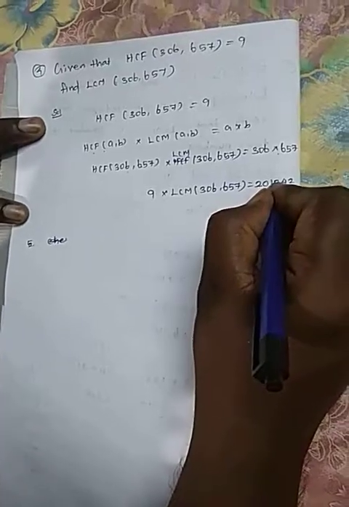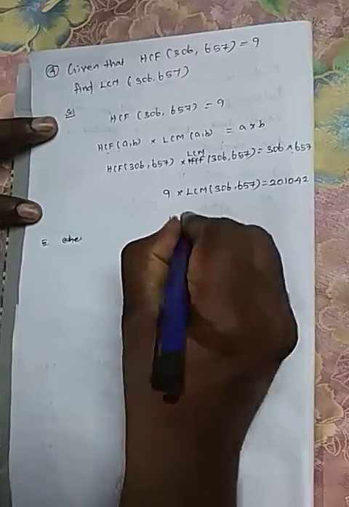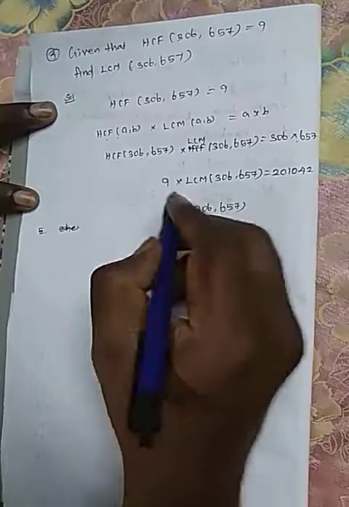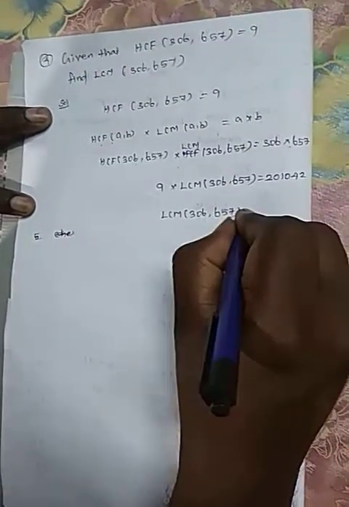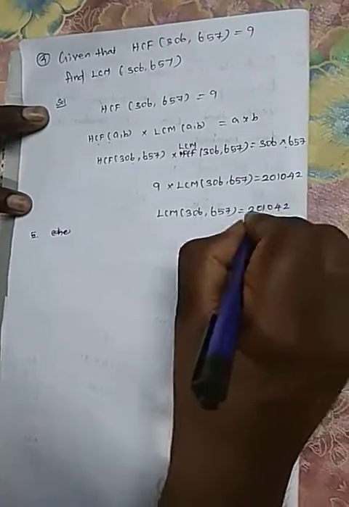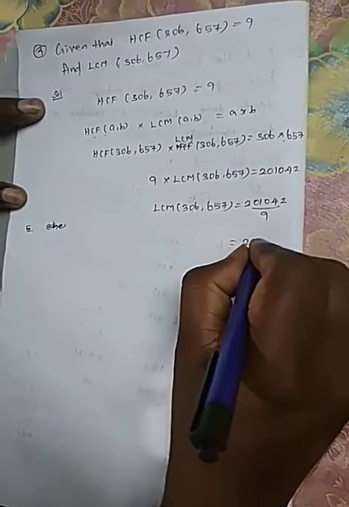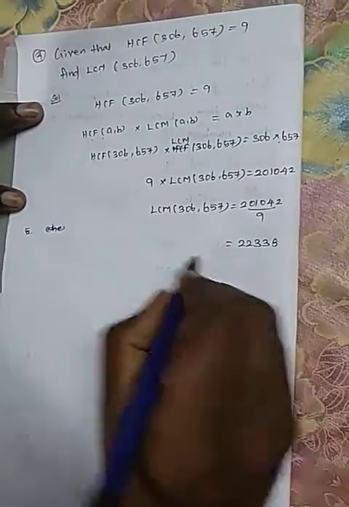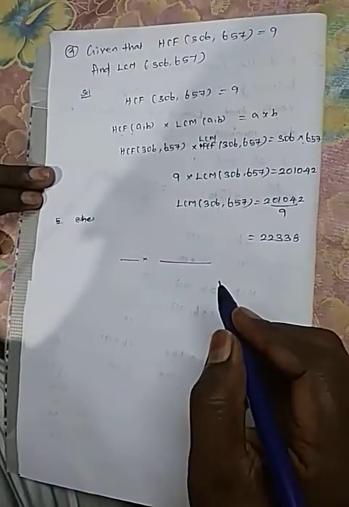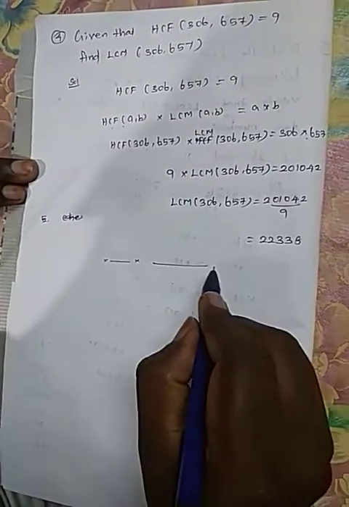Okay, 2,01,042. Next, the LCM of 306 and 657. Here it is multiplied by 9, so the right-hand side is divided by 9. So 2,01,042 divided by 9. If you divide now, you get the answer 22,338. Okay, so this exercise is over. The remaining 5, 6, 7 sums I will explain later. That is a very simple one.